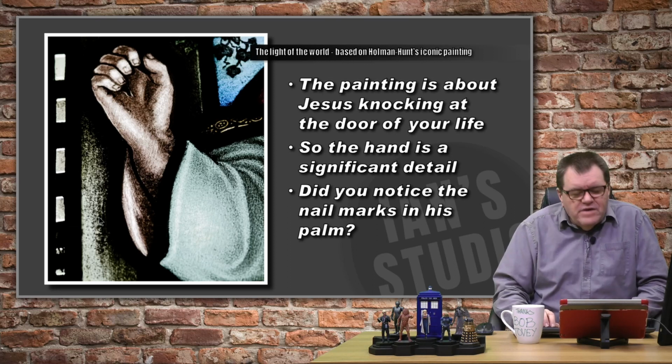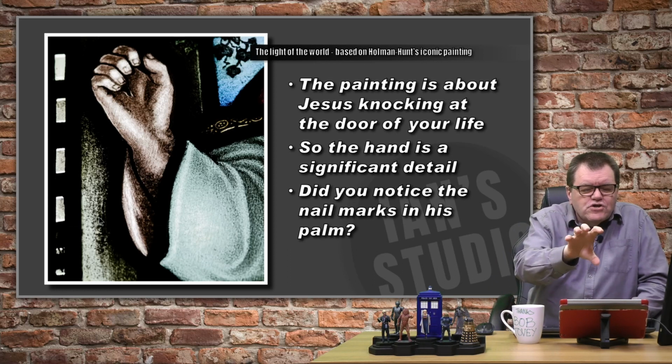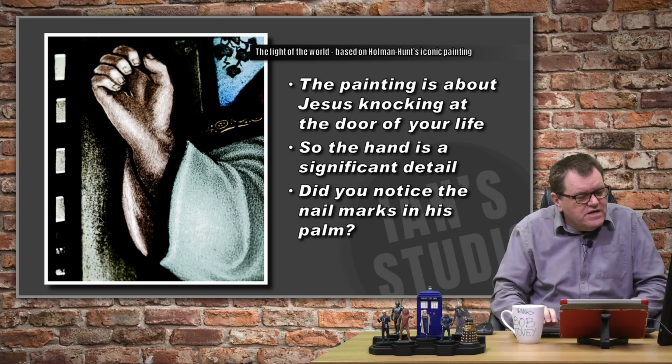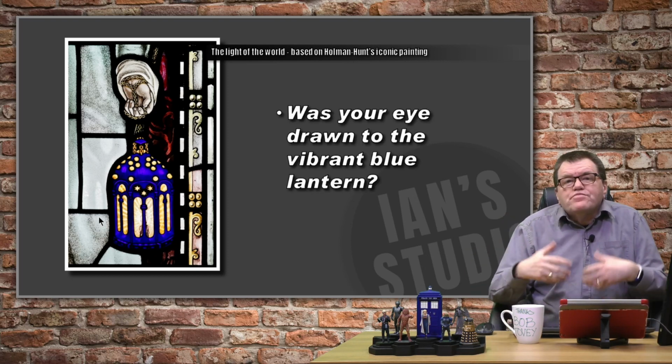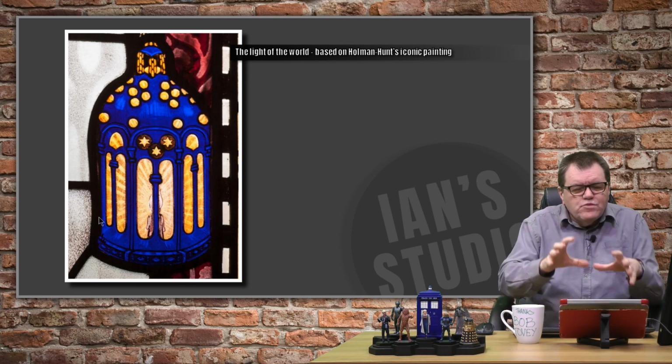Probably not on the full image, but because we're looking at just one section of it, maybe you spotted it on there. And what about the lantern that he's holding, the light of the world part? Was your eye drawn to the bright blue in the lantern? But did you notice the candle just hidden behind the slats in there? Again, as we come in close, you can see more detail, and it helps you explore this single subject of this one painted glass window.